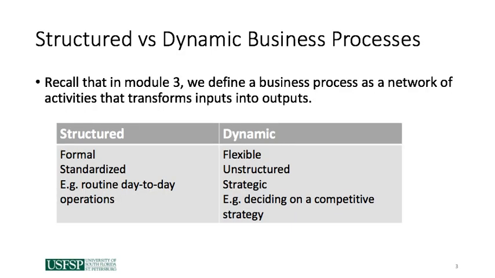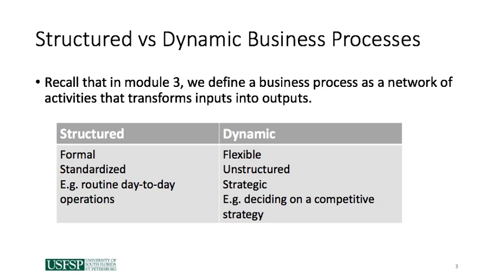In Module 3, we defined a business process as a network of activities that transforms inputs into outputs. There are different ways to classify business processes. One way is to distinguish between structured and dynamic processes. Structured processes are formally designed and standardized processes. They usually involve routine day-to-day operations. For example, ordering raw materials is a structured process because we must follow a specific set of tasks to do so.